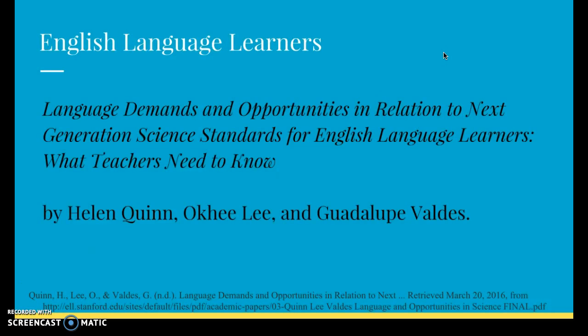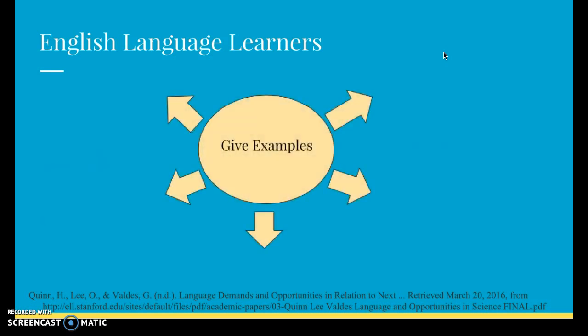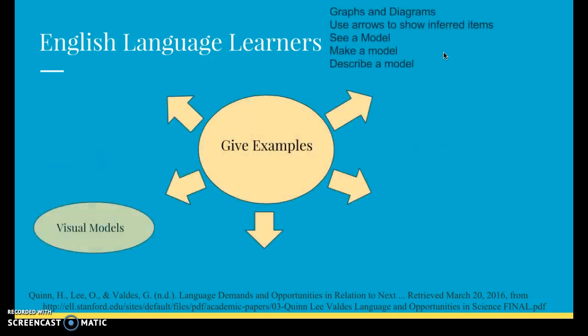This next information pertains to English language learners. With ELLs, the point of science is not to test their fluency. The best way to help them is to give examples. Use visual models so students can see what they're observing. Examples are graphs and diagrams. ELL students progress from seeing a model to making their own model and then using the language to describe that model. Christy has many examples of trade books that give visual picture examples of science topics.